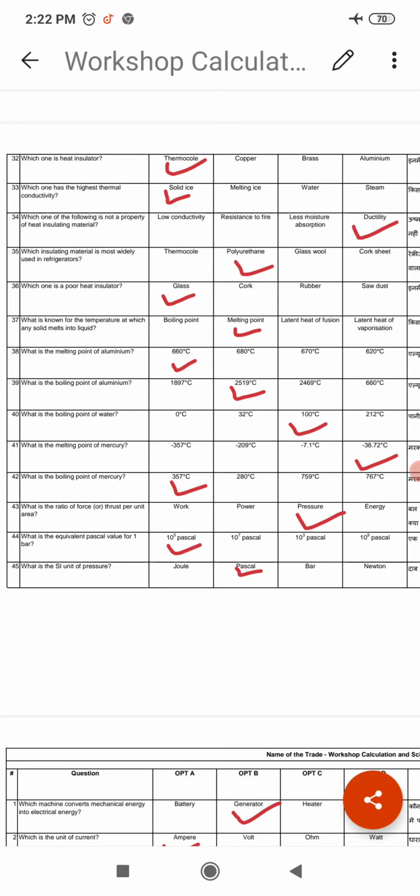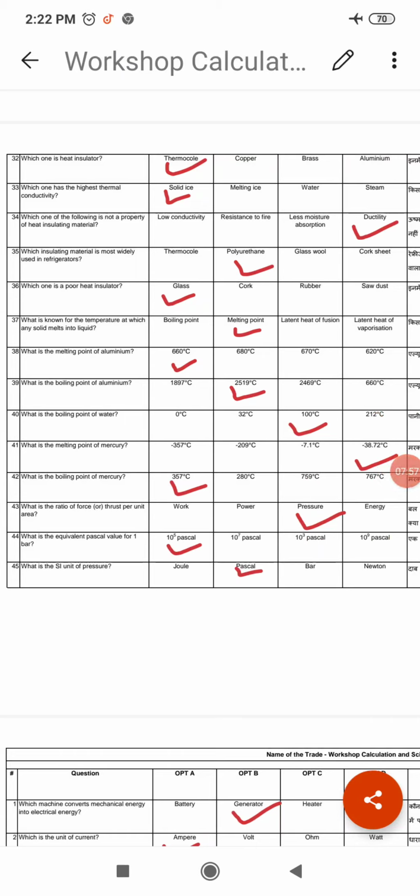Which insulating material is most widely used in refrigerator? Polyurethane. Option B. Which one is the poor heat insulator? Glass. What is the name of the temperature at which any solid melts into liquid? Melting point. What is the melting point of aluminum? 660 degree centigrade. What is the boiling point of aluminum? 2519 degree centigrade.